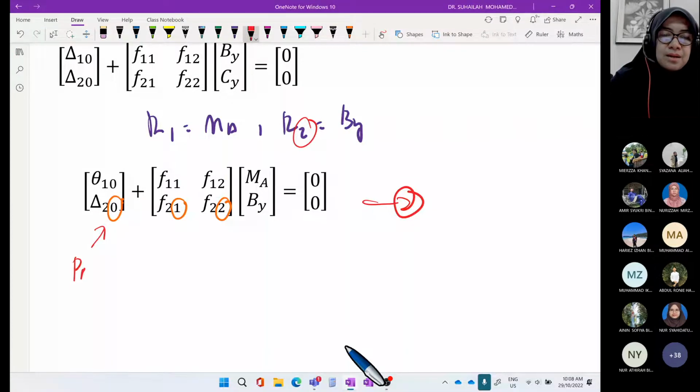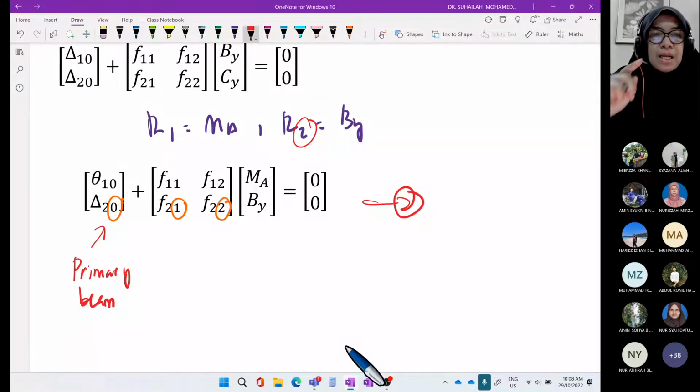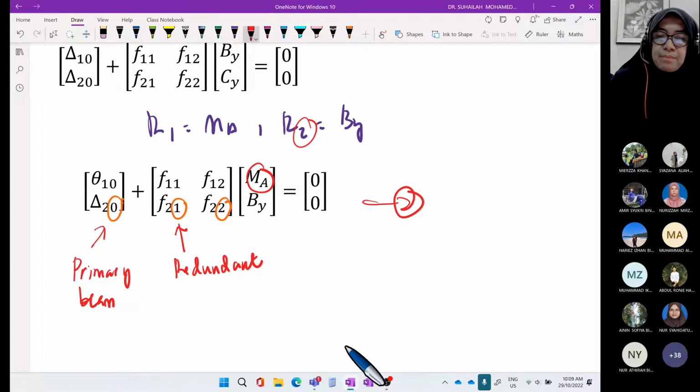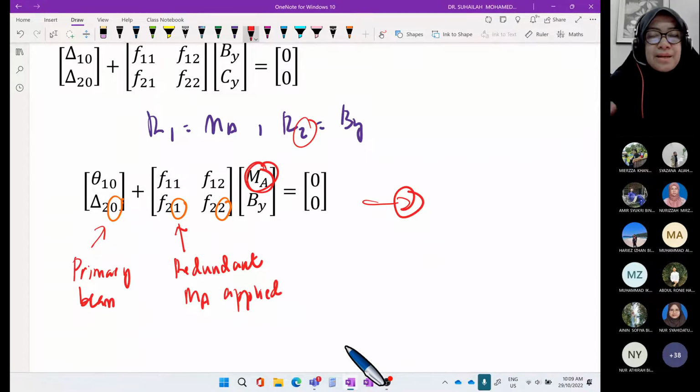Primary beam. The first system is the primary beam. System number 2 is for redundant number 1. It is redundant MA applied in this case. Redundant MA applied. Okay, next.